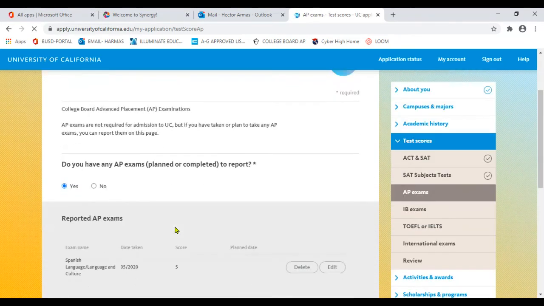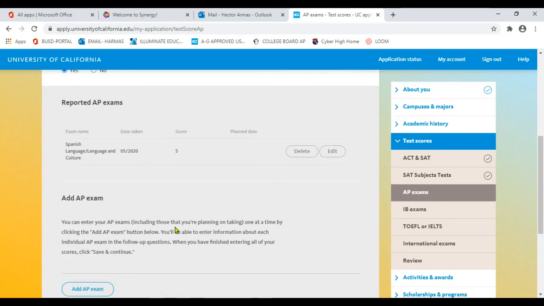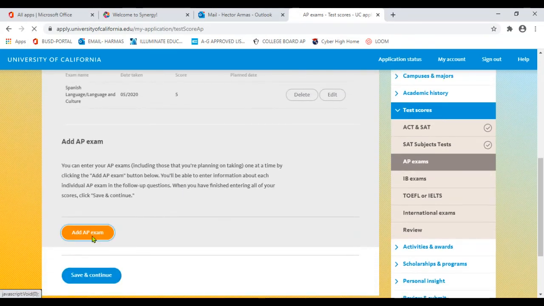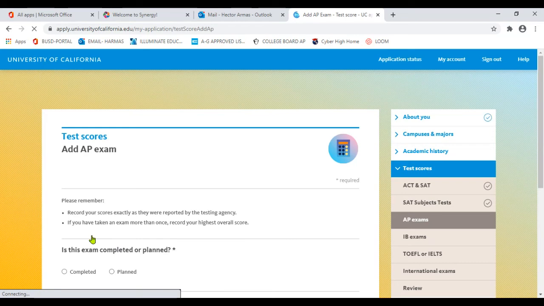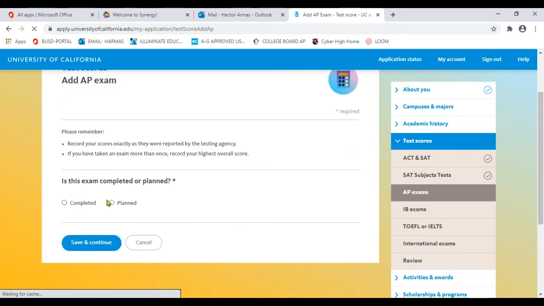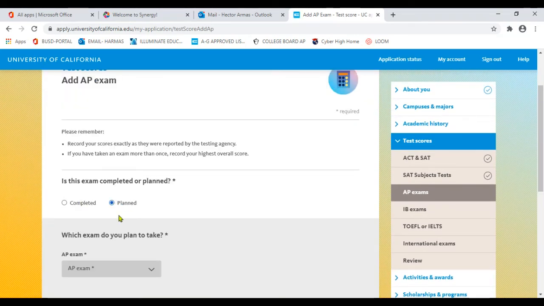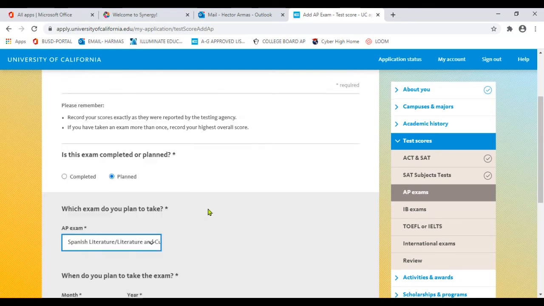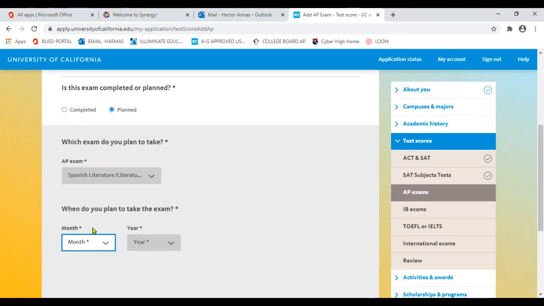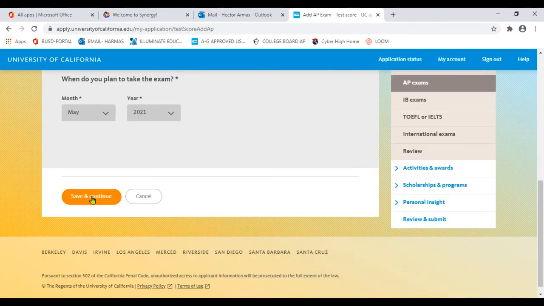And then, do you have any exams planned? Okay, so I'm going to add one because I plan to take the AP Spanish literature. I plan to take it, so I'm going to click on plan. Which test do you want to take? I'm going to take the Spanish literature. And when do you plan to take it? It's going to be in May of next year. And I'm going to hit save and continue.